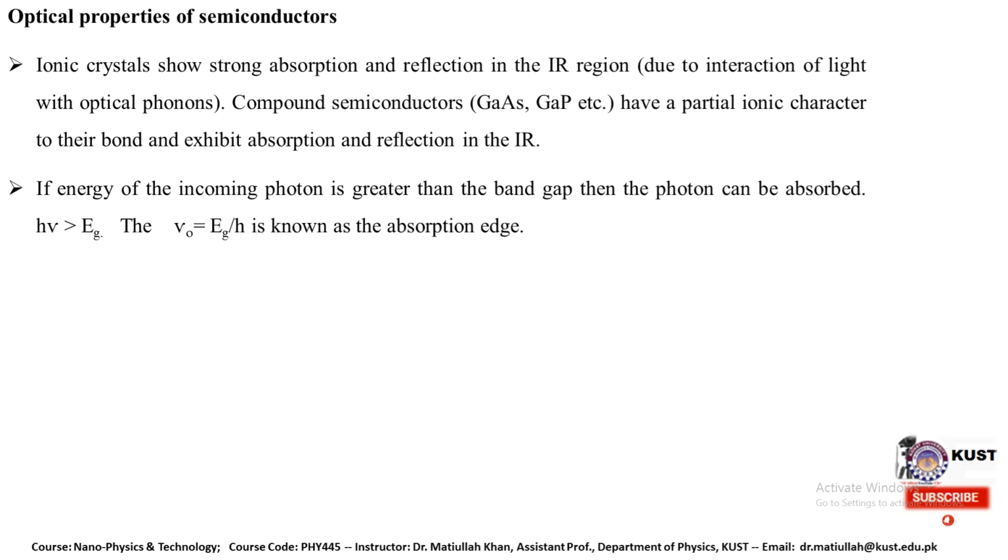So what is the absorption edge for the different electromagnetic radiation that is coming in and is absorbed or transmitted? The absorption edge is the relationship between the wavelength or energy of the incoming radiation and the band gap. If the energy is greater than the band gap, it will be absorbed, and the absorption edge is ν0 equal to Eg divided by h.